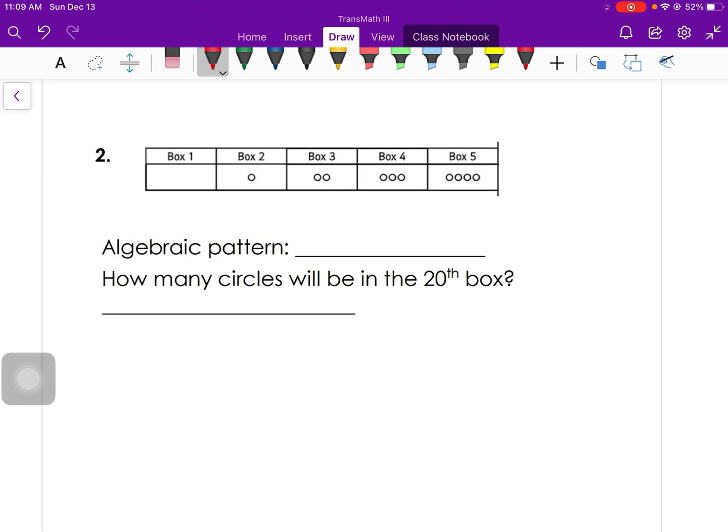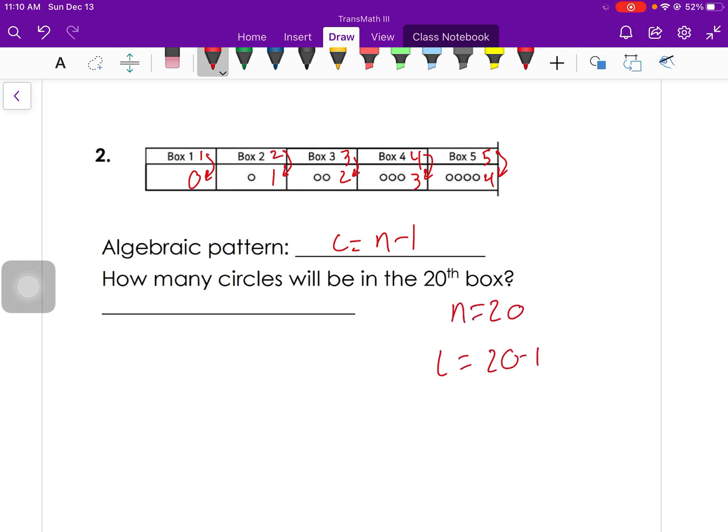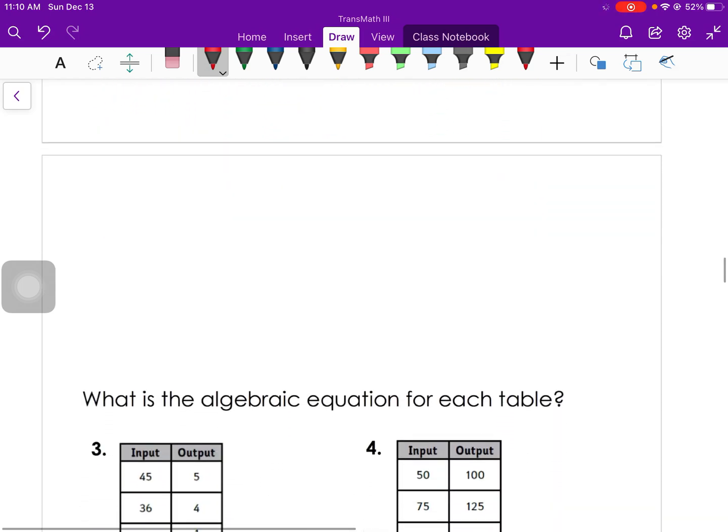This next one here, I know right away that it's not going to be multiplication because in box 1 I have 0, and in box 2 I have 1. It's not going to be multiplying by anything because the only way to multiply to get 0 is if one of the things is 0. So box 3 has 2, box 4 has 3, box 5 has 4. If I'm not multiplying, in order to get from 1 to 0, I have to subtract 1, and that's going to be the same pattern for all of these. So I'm going to have c is equal to n minus 1. So again, when n is 20, I'm going to get, in this case, that c equals 19. So there'll be 19 circles in the 20th box. I didn't on the last one, but I should at least label number of circles.